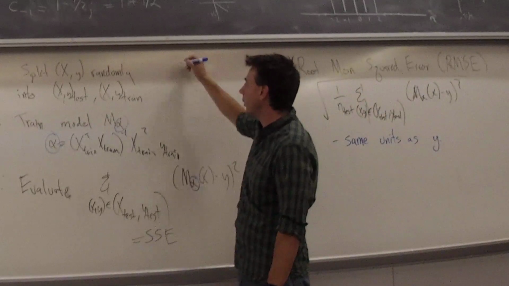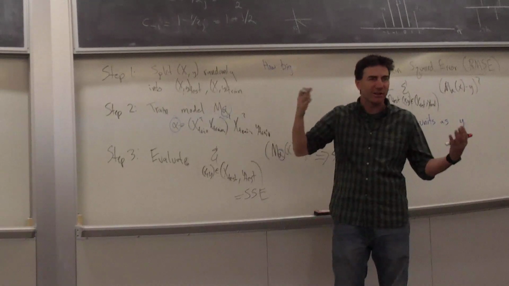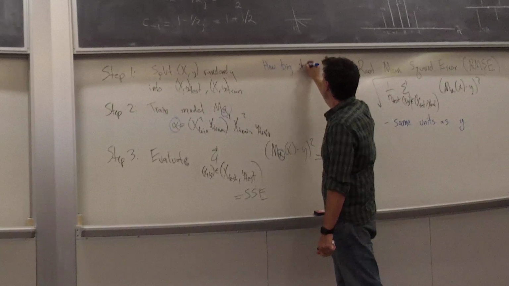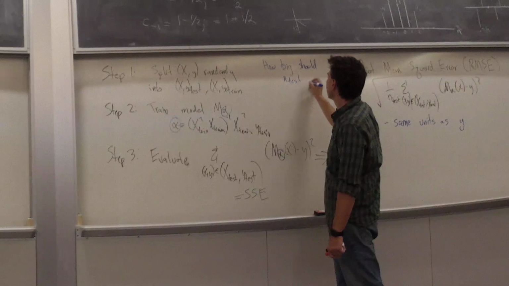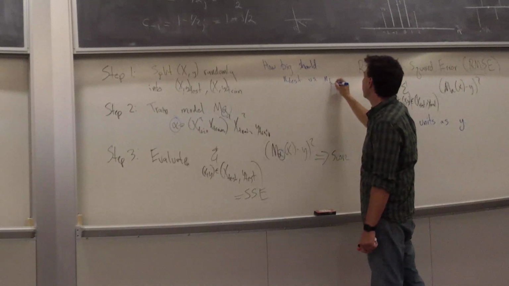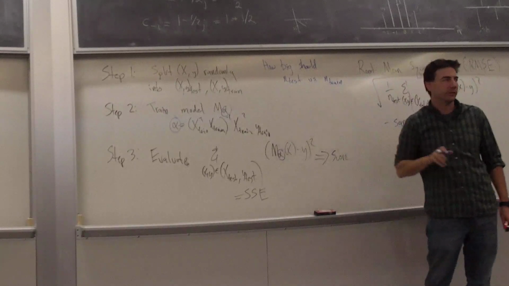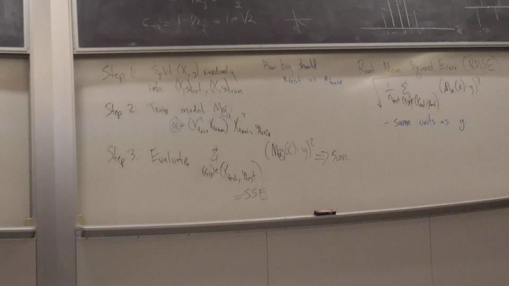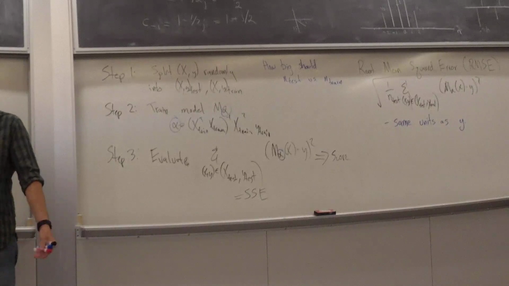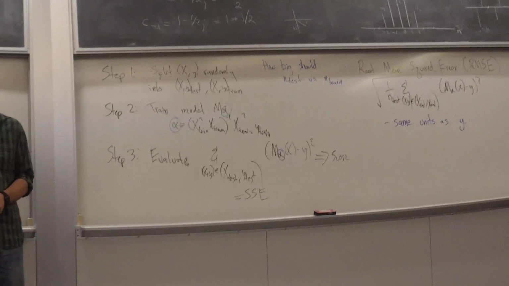There's a question you should probably be having in your head: how big should n_test be versus n_train? How much should I put in the training set versus in the testing set? I claimed that n was big, so we have lots of data, but how should I split between these two?